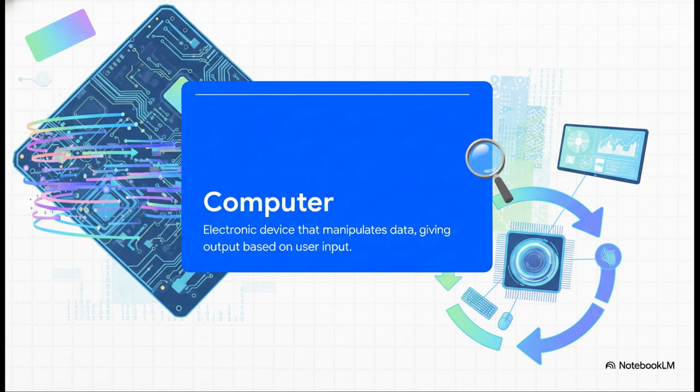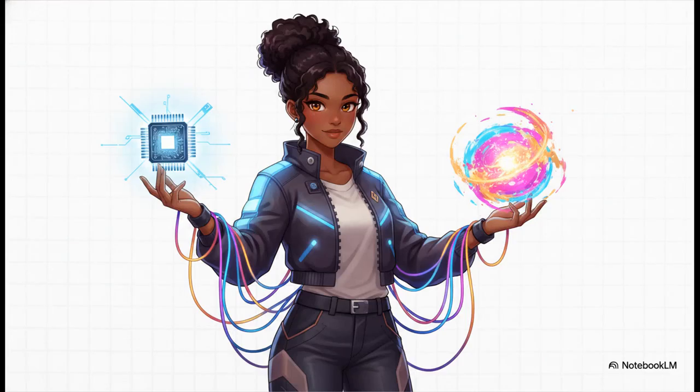At its core, a computer is an electronic device that manipulates information, or data. But the absolute magic here is the loop. It gives you an output based entirely on the data you provide as an input. You put data in, the machine manipulates it, and it spits a result back out. Literally everything a computer does, from running a massive video game to just calculating a spreadsheet, boils down to that one simple loop.